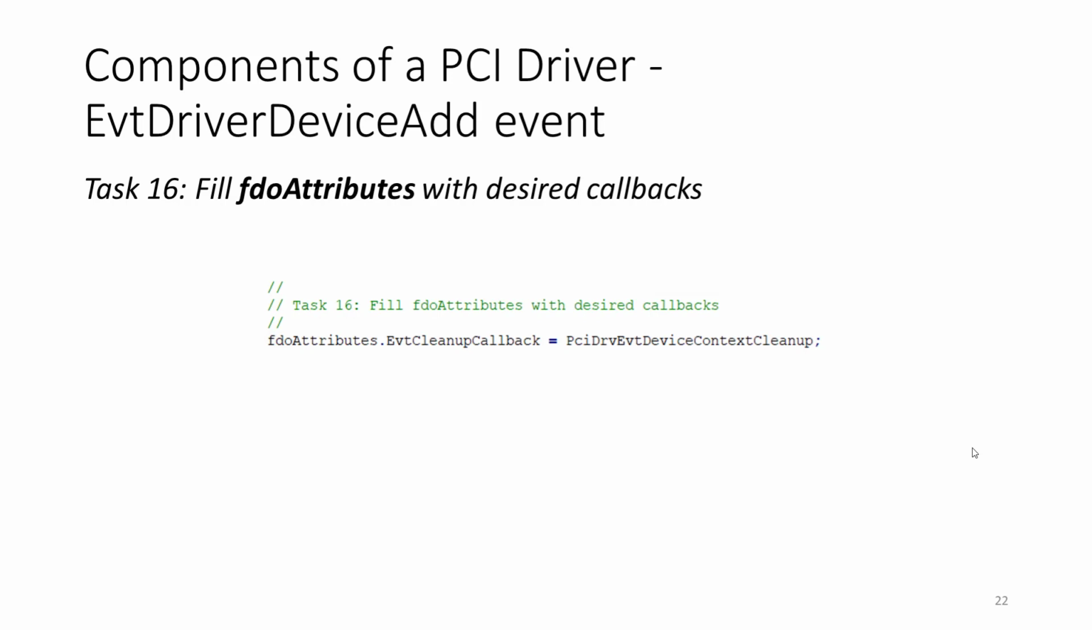Task number 16, fill the fdoAttributes with the desired callbacks. In the code example, we set the event callbacks as well. In this case, we set the cleanup callback event.